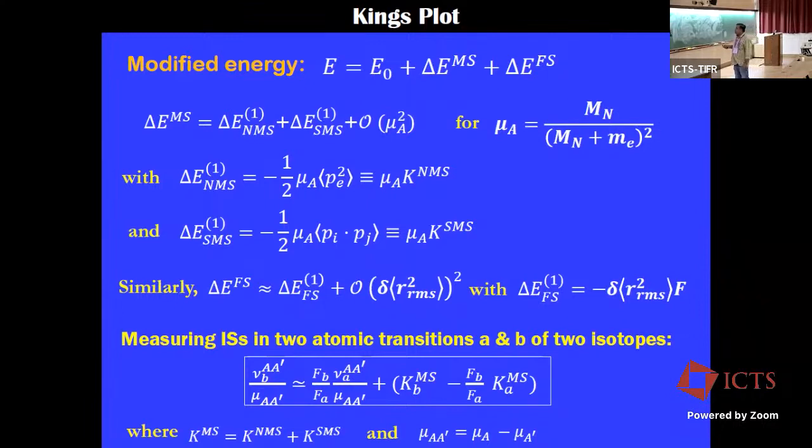Okay, and if you have calculated some of these constants, combining with that, we can actually extract the value of the nuclear charge radius. Because if you want to directly calculate the nuclear charge radius of different nuclei, it's very complicated, because nuclear theories are very complicated to solve, calculating nuclear wave functions. But this is the indirect way of extracting the nuclear charge radius.